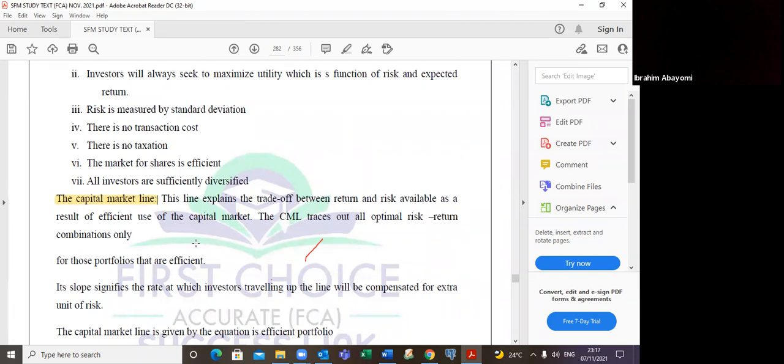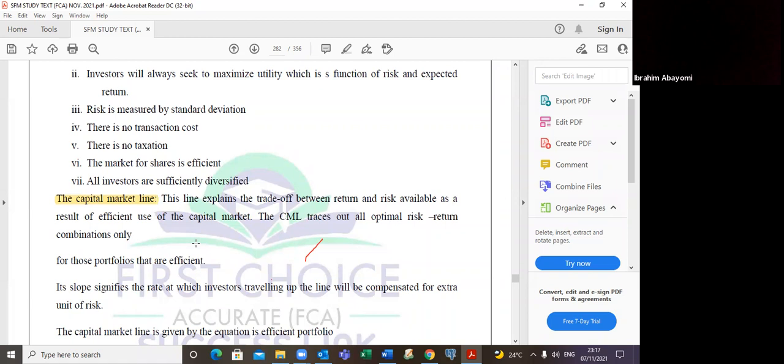Now, the capital market line traces out all optimal risk-return combinations only. What we are saying here is that when we talk about the capital market line, look at the points on the graph. I won't be able to draw the graph here. Unfortunately, I don't have the graph on the note. I always draw the graph for physical classes, so there's no way I can draw the graph here.